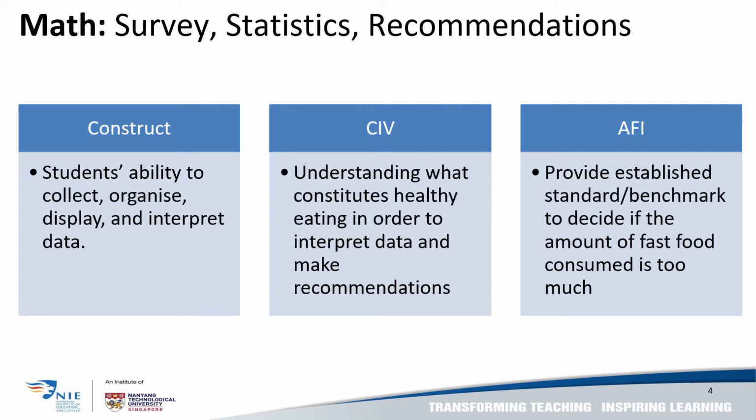In this math alternative assessment, the construct that's being assessed is students' ability to collect, organize, display, and interpret data. Here, there is construct irrelevant variance in that students need to know what constitutes healthy eating in order to make sense of the data and make recommendations to the school. So, an area for improvement in this assessment design is to perhaps offer established standards or benchmarks to students so that they can assess how much fast food that's consumed is considered too much.